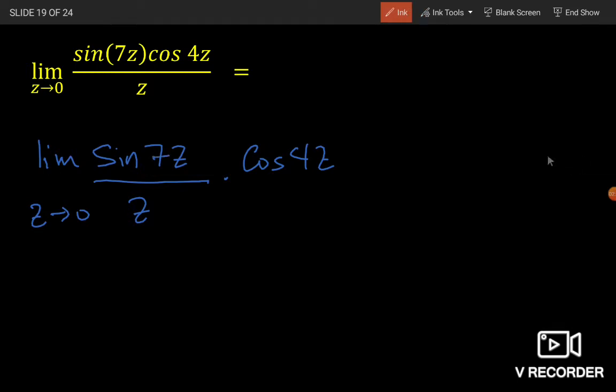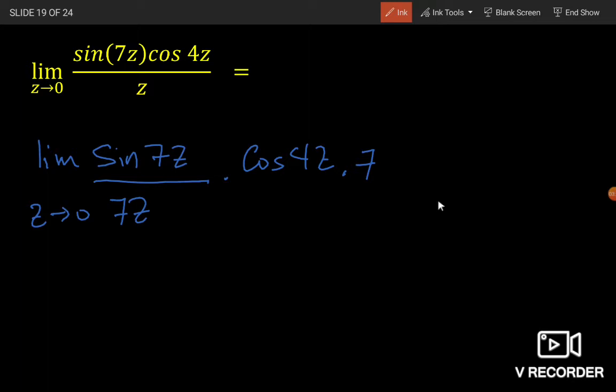Now, if I have 7z here, and I put 7 here in the denominator so that it will be cancelled out, 7 over 7 meaning equal to 1, I can multiply the numerator by 7. So I put 7 here, I need to put a 7 on the numerator, so that 7 divided by 7 is equal to 1. So you're not changing the expression. So now, the limit of sine of 7z over 7z multiplied by cosine of 4z times 7.